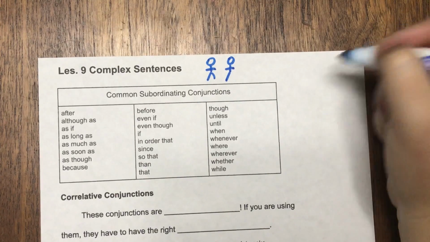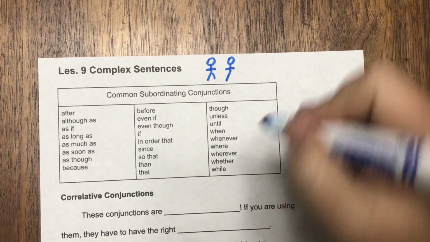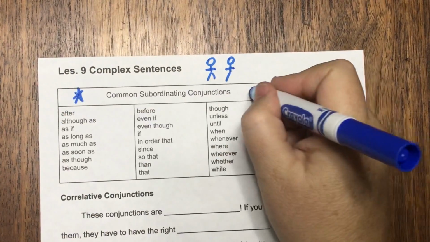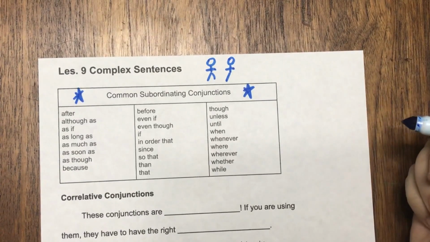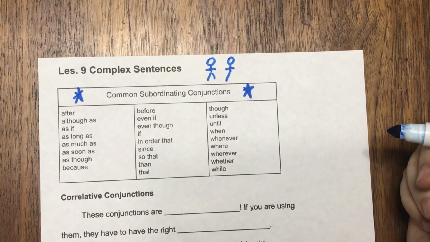Last week we talked about some different conjunctions that we could use in our sentence to make complex sentences, and so this is that chart again, just to remind you of what we talked about last week. And today we're going to talk about correlative conjunctions. Ooh, we're getting fancy here.